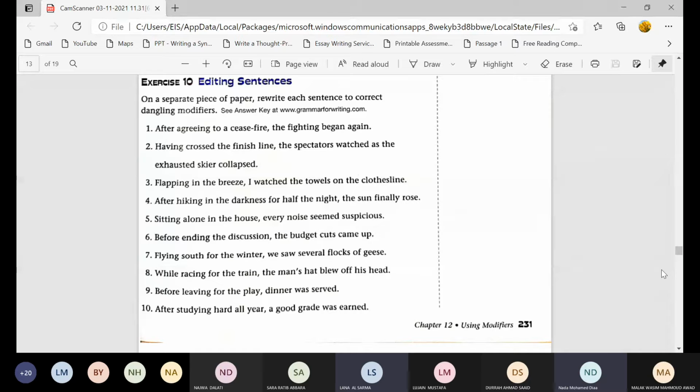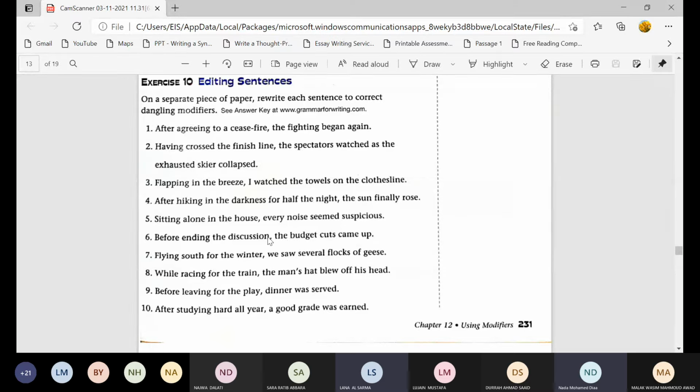Before ending the discussion, who ended the discussion, dear? Miss, I don't know who. Anyone in the discussion. Any name. So the budget cuts came up before... No. Jack ended the discussion, for example. Before ending the discussion, Jack, because Jack will be modified by before ending the discussion.